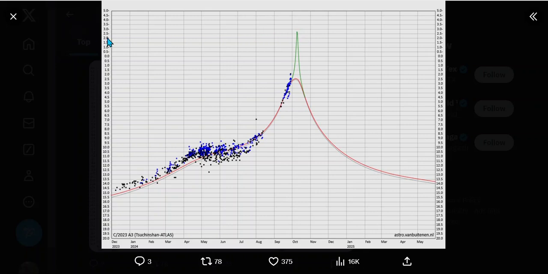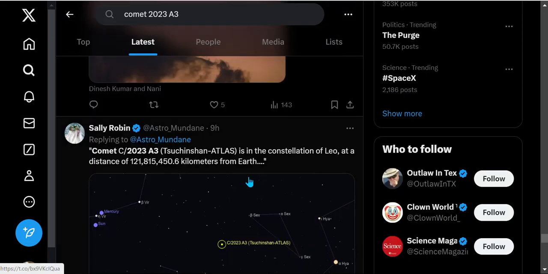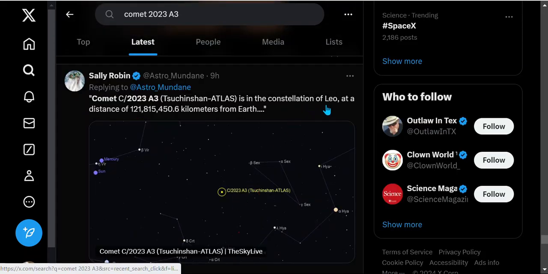It's clearly visible. I mean, you could go outside and see it without binoculars, but it'd be cool to have binoculars. You could see closer, see what else we could find. Okay, 9 hours ago, it's now in the constellation of Leo. It left Hydra. I'm not even going to say Sextans. Now it's in the constellation of Leo, heading towards Virgo.